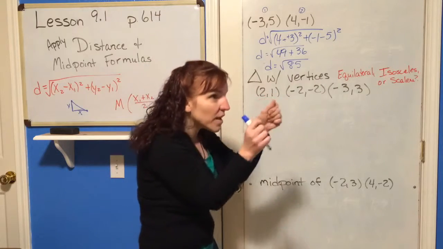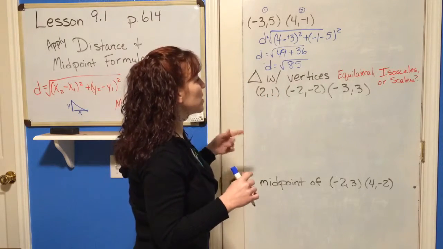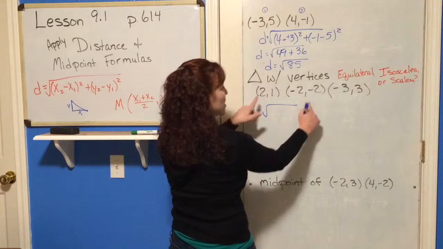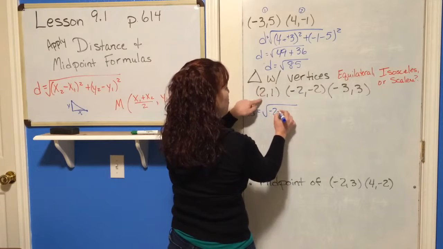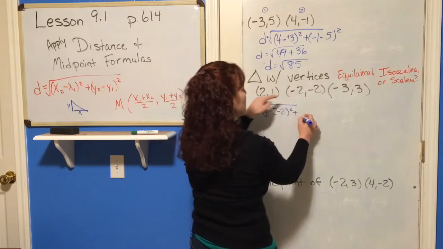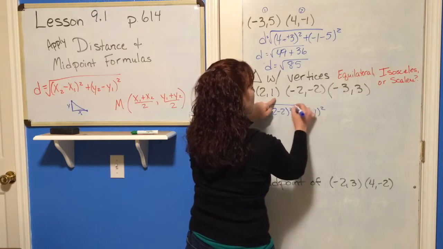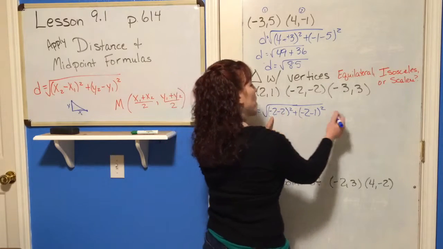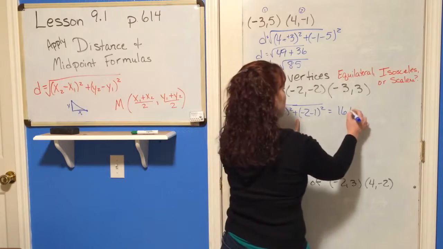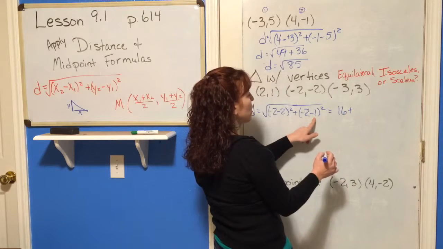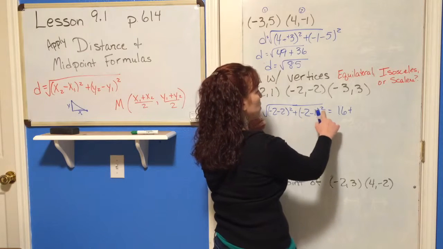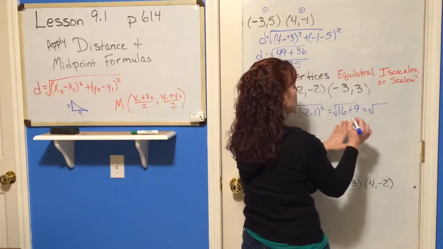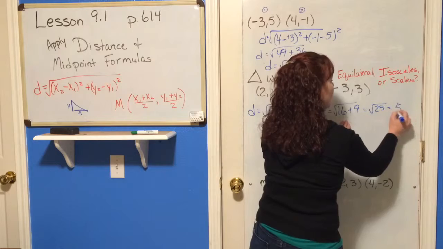You could either plot them and get out your ruler and measure them, or you can simply use the distance formula 3 times and compare your 3 answers. Let's do that. I think that's quicker and easier. The distance between the first 2 is the square root of negative 2 minus 2 squared plus negative 2 minus 1 squared. So negative 2 minus 2 is negative 4. 4 squared is 16. Plus negative 2 minus 1 is negative 3, squared is 9. And so this is going to be the square root of 25, which is 5.